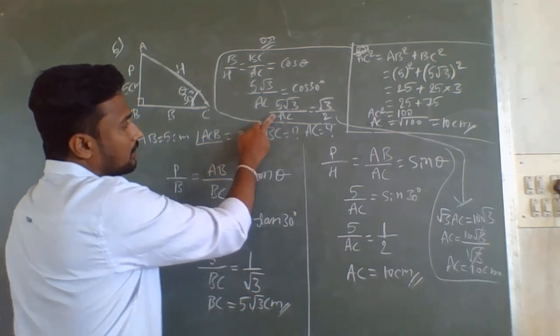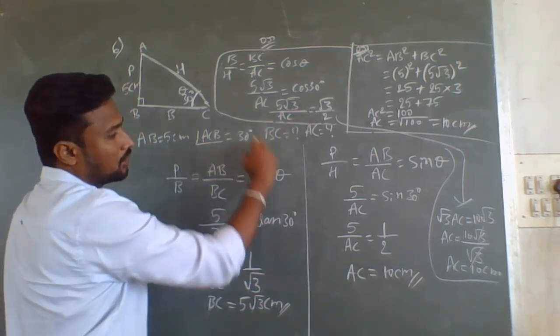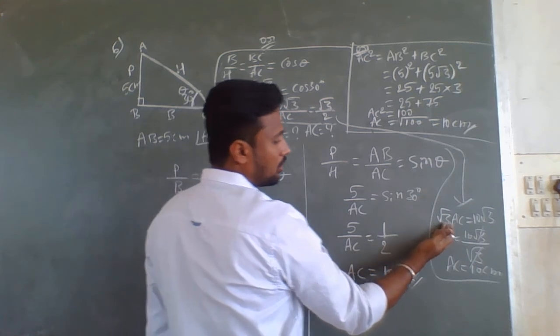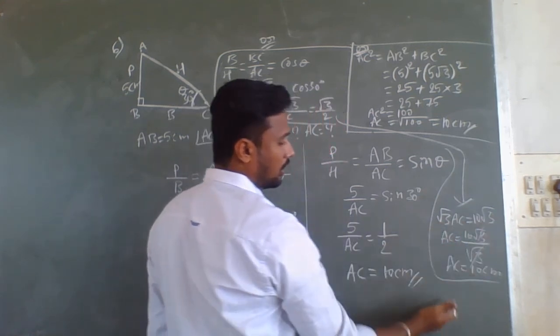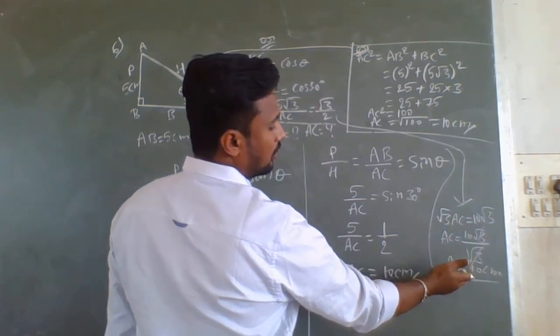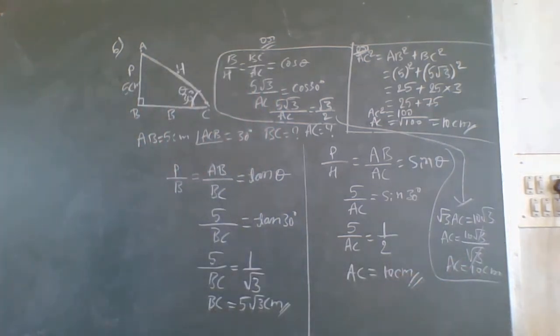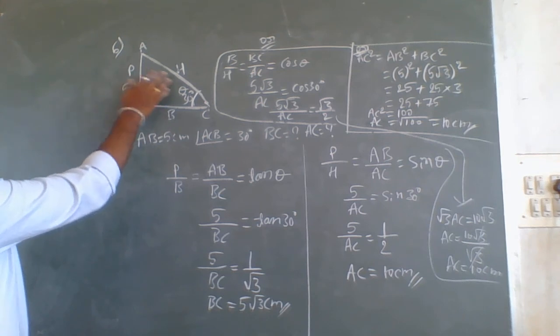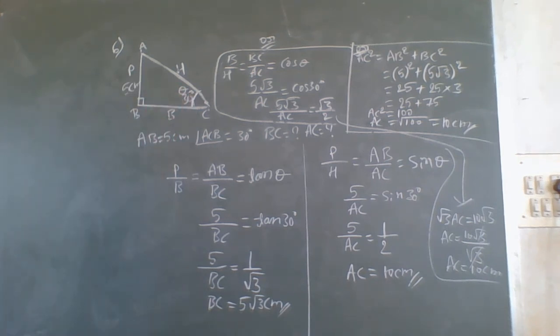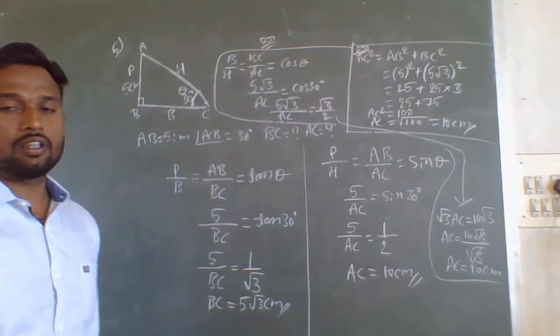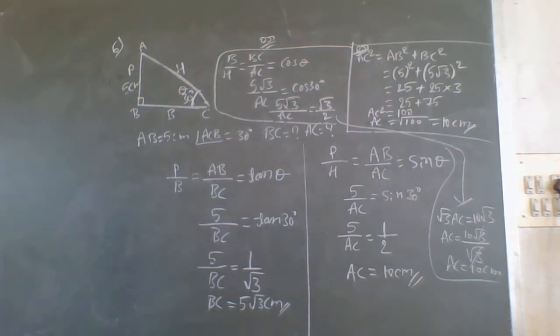To get the length of side AC, what can you do? Cross multiplication. So here we got root 3 into AC equals 10 root 3. Again here also we got the length of AC equals 10 centimeter only. So you can calculate the length of these sides by considering the different trigonometric ratios with respect to those sides.